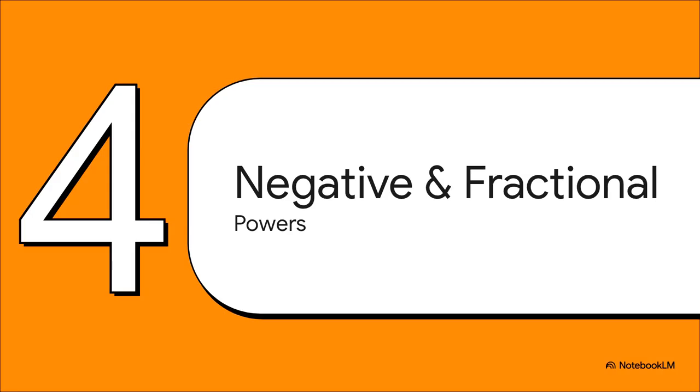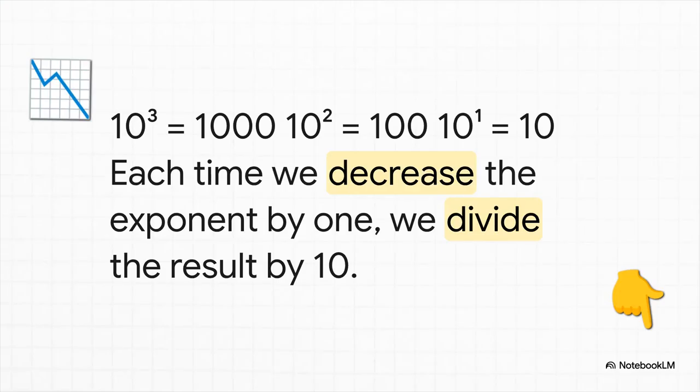Okay, section 4, negative and fractional powers. So now that we've cracked the big mystery, we can actually use that same logic to explore some even weirder stuff. Check out this pattern with powers of 10. 10 cubed is 1,000. 10 squared is 100. 10 to the power of 1 is just 10. Notice what's happening. Every single time we decrease the exponent by 1, what are we doing to the final number? We're dividing it by 10.